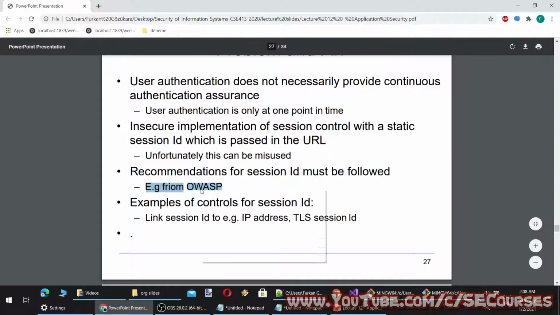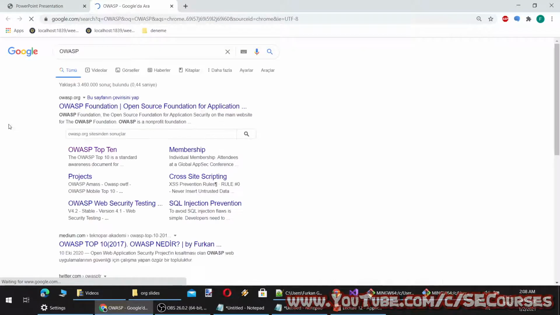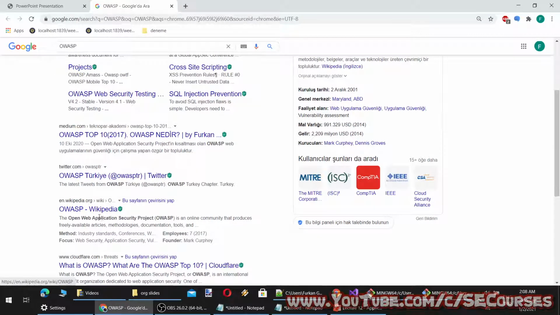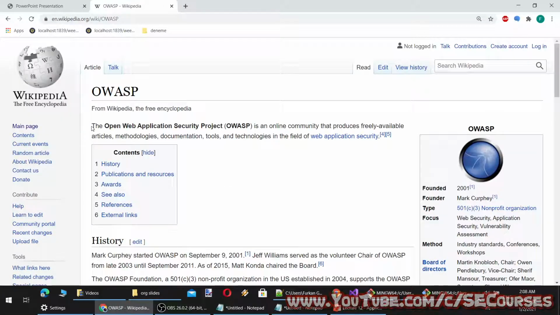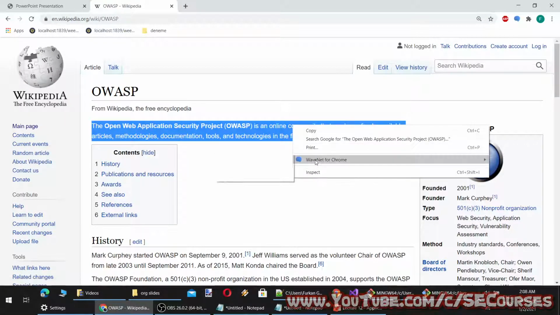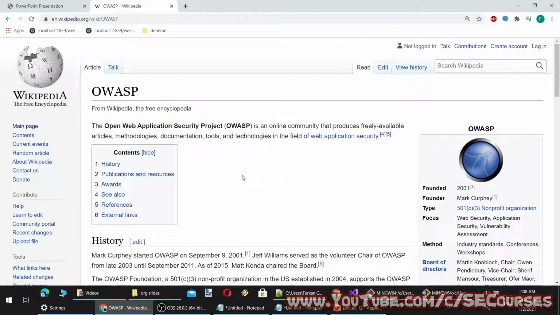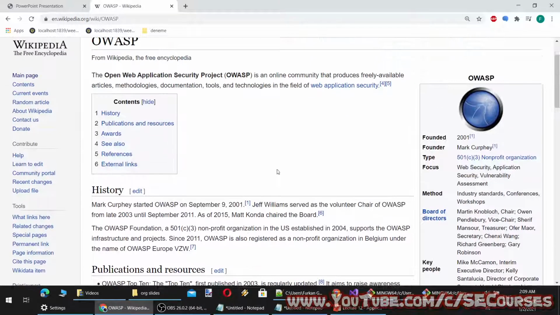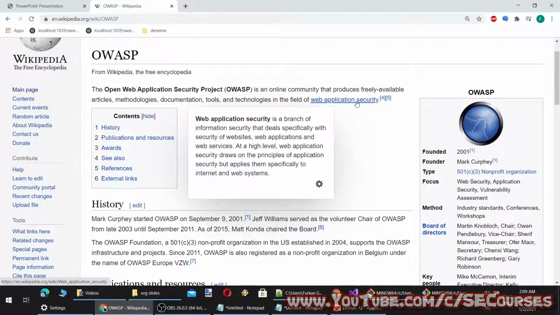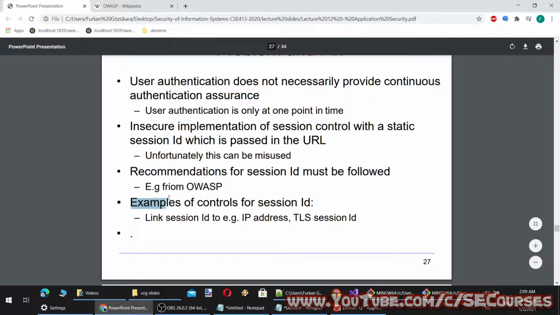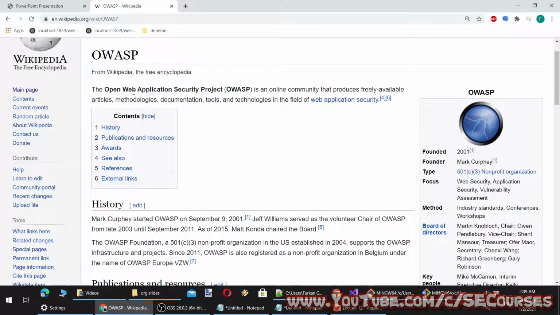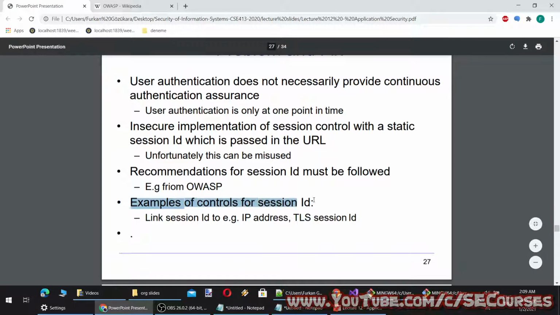Recommendations for session ID must be followed, e.g. from OWASP. Let's see what OWASP is. The Open Web Application Security Project (OWASP) is an online community that produces freely available articles, methodologies, documentation, tools, and technologies in the field of web application security. So the recommendations from the Open Web Application Security Project should be followed.